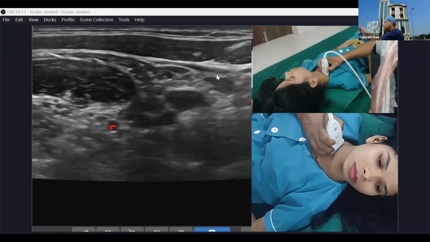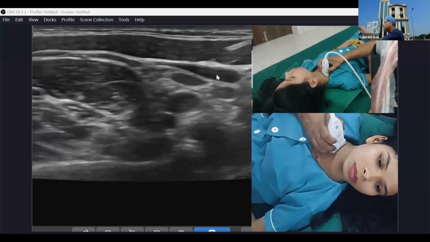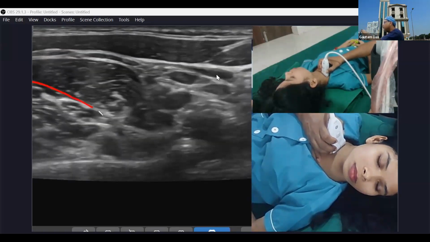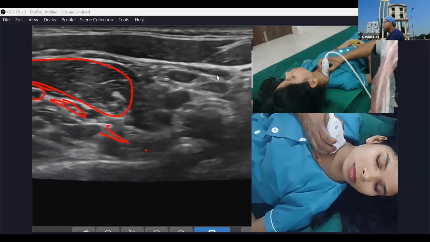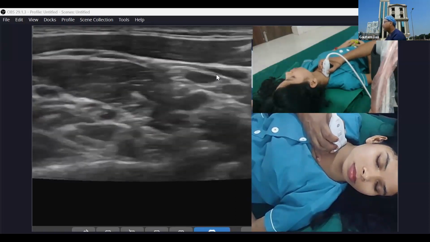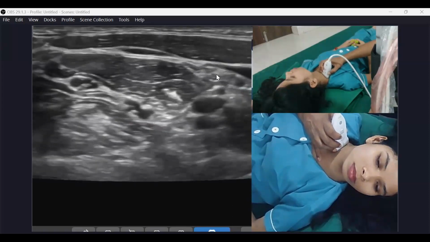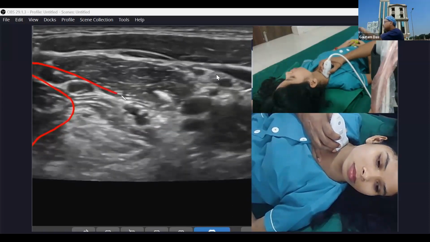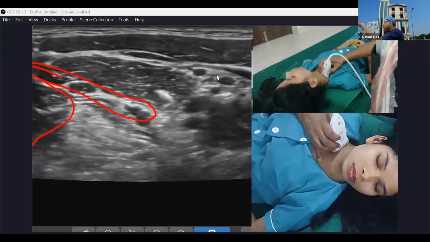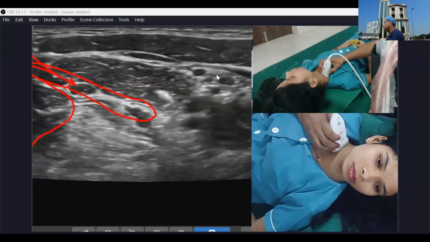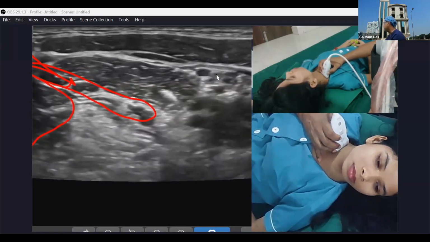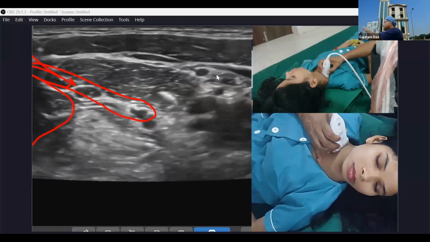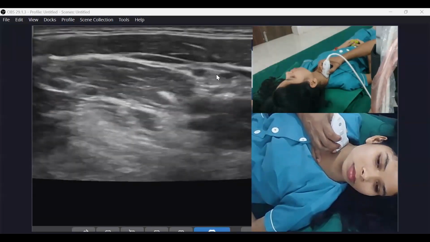This is your anterior scalene. And the muscles are coming one by one posterior to that. This is your middle scalene. So the interscalene is here. In this plane, you have to come here and inject here. That is your interscalene brachial plexus block. Clear?